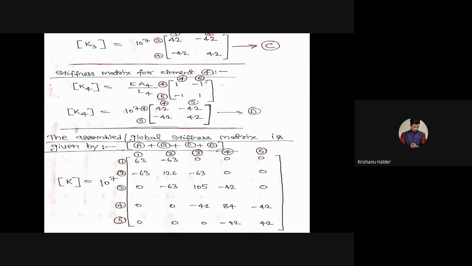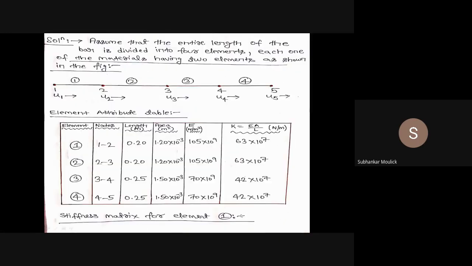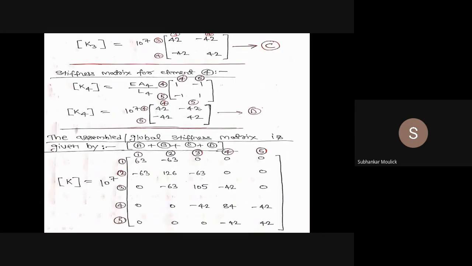Yes, sir. Fine. Similarly, for element number 4, again the stiffness matrix will be the same because the value of K is the same, the value of E is the same, and the area is the same. Only what will change? The way of writing the row and column will change. For element number 4, the nodal connectivity is from node 4 to node 5. So the first row will become 4, the second row will become 5. Similarly, the first column will become 4 and the second column will become 5. That is equation number D. Is it clear? Any doubt so far? No, sir.